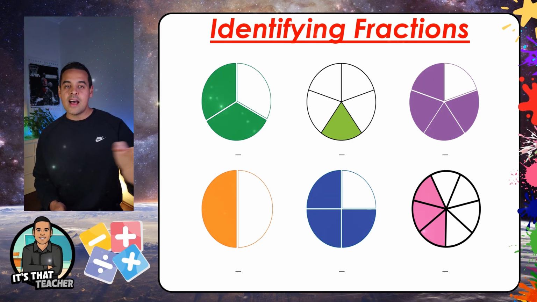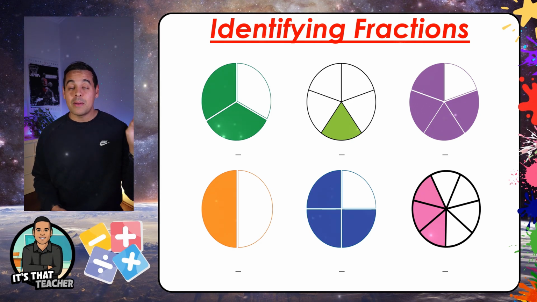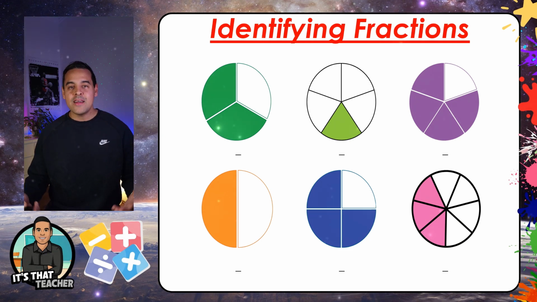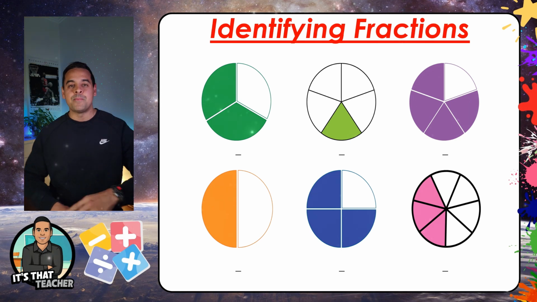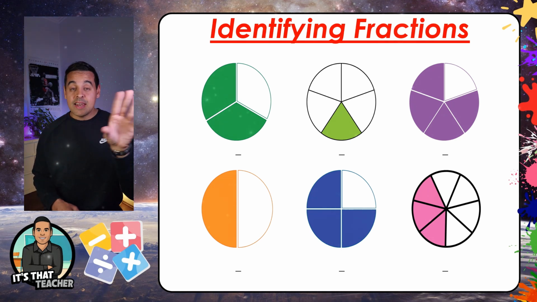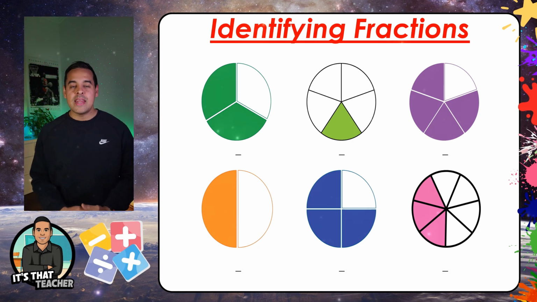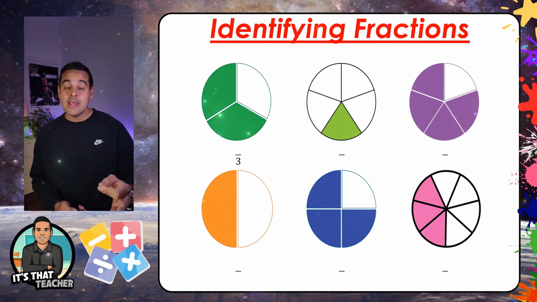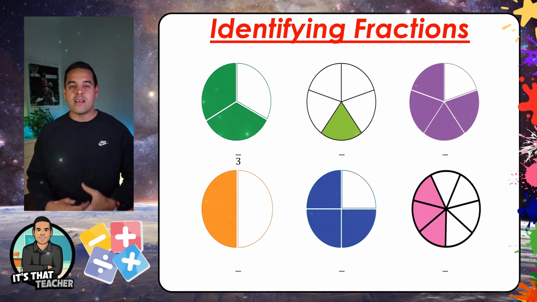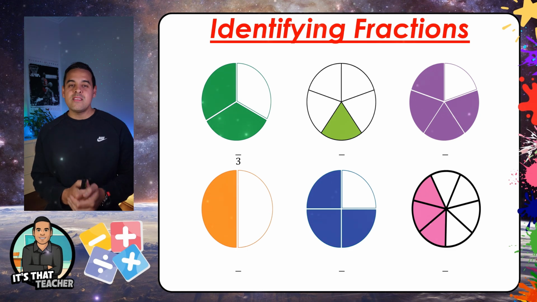So we're going to start with the green circle in the top left. Remember, always find the denominator first, the bottom number of our fraction. How many pieces has that circle been divided into first? That's what we need to do. You can see that the dark green circle has been divided into 3 pieces. So the denominator is 3, and your circle has been cut and divided into thirds. Now, we need to find the numerator.